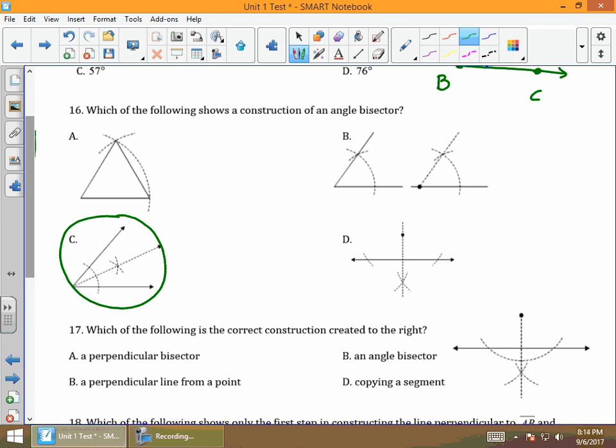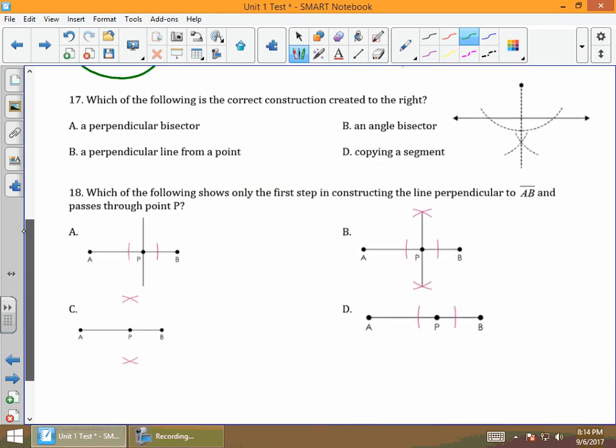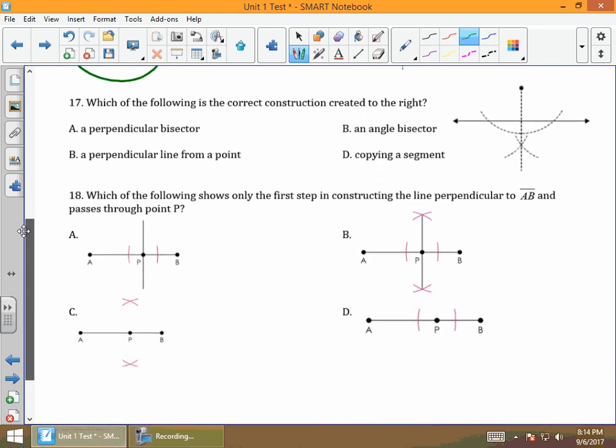Question number 17. Okay, scroll down. It says which of the following is the correct construction created to the right? And that is creating a perpendicular from a point not on a line. So it is this choice down here, which is the second choice B. We have an A, a B, and a D. But it is a perpendicular from a point. Some people say, well, isn't it a perpendicular bisector? No, because you're not cutting anything in half. That's a line. It's infinite in both directions. It can't be copying a segment because there is no segment. You have a line up there.